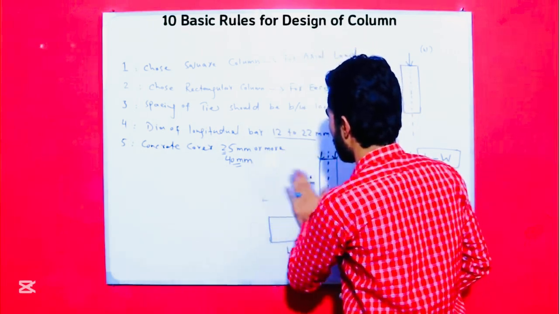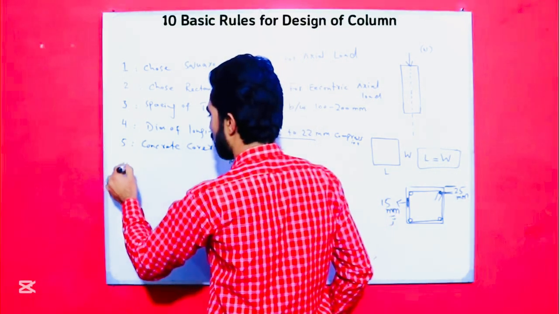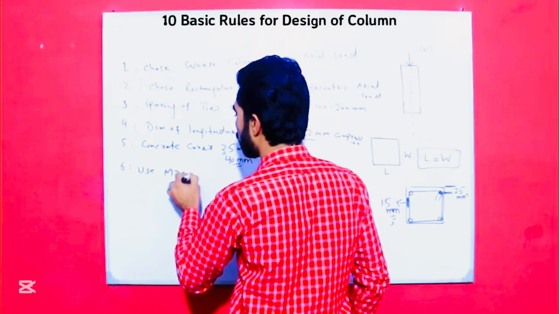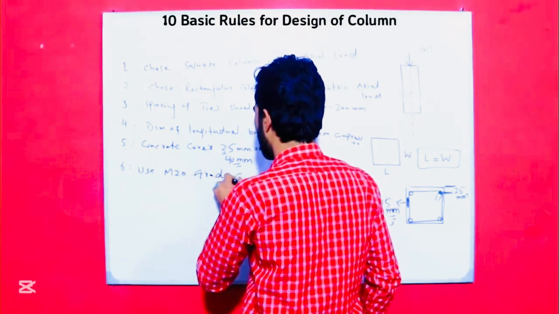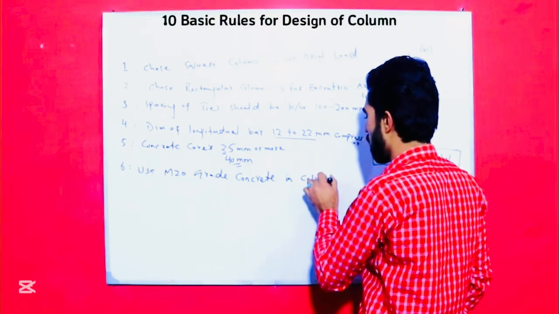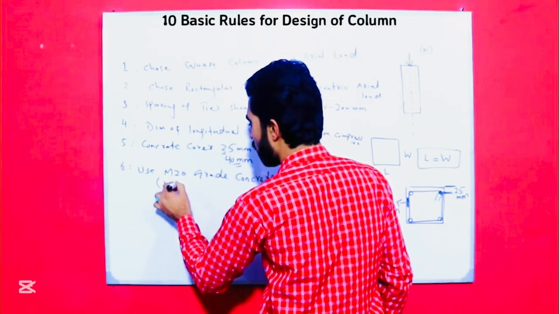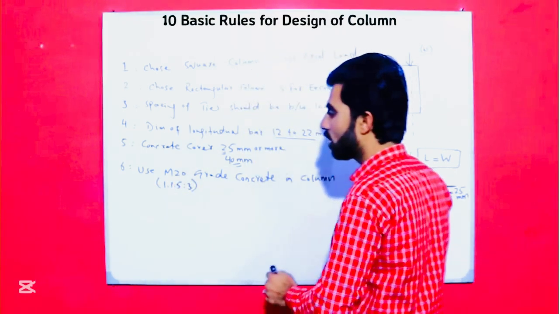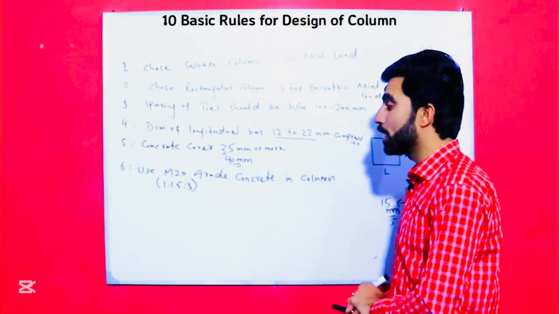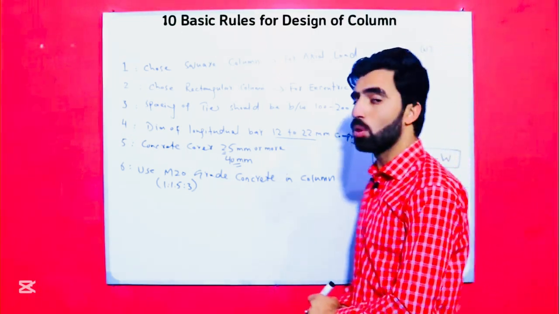Guys, here the sixth rule is, so let me erase these. The sixth one is to use minimum M20 grade concrete in column, and the M20 grade concrete ratio is 1:1.5:3, where one is cement, 1.5 is sand, and 3 is aggregate or crush. This is the sixth basic rule.